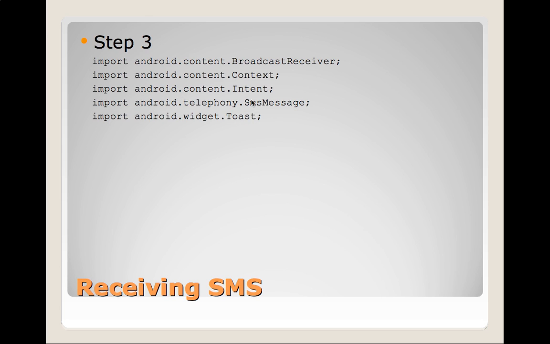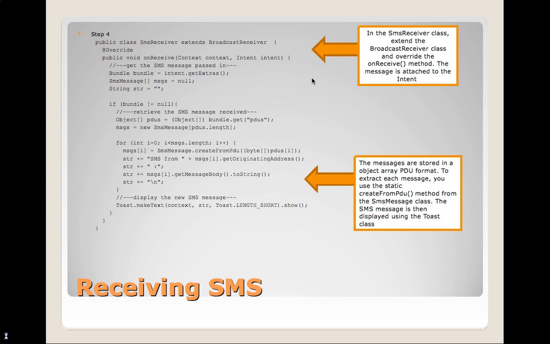So in terms of this, we're still using an intent because we need to switch to the receiver. And we're still using SMS message, and we're still using a toast. But now we have a broadcast receiver that's coming in. So we're going to extend the BroadcastReceiver class. And let me see if I can make this a little bit bigger. Here we go. Oh, this worked. That's good.